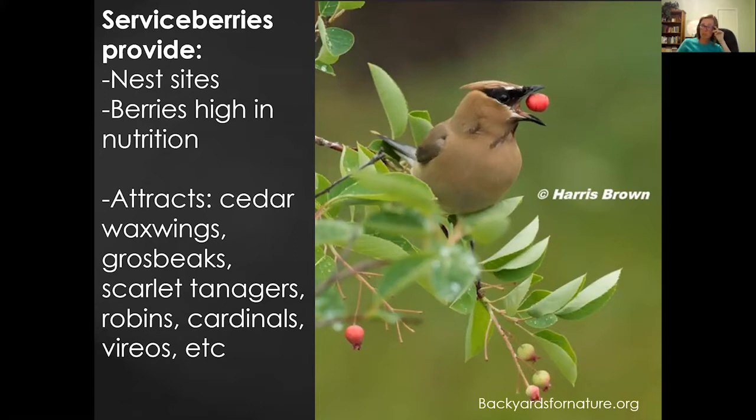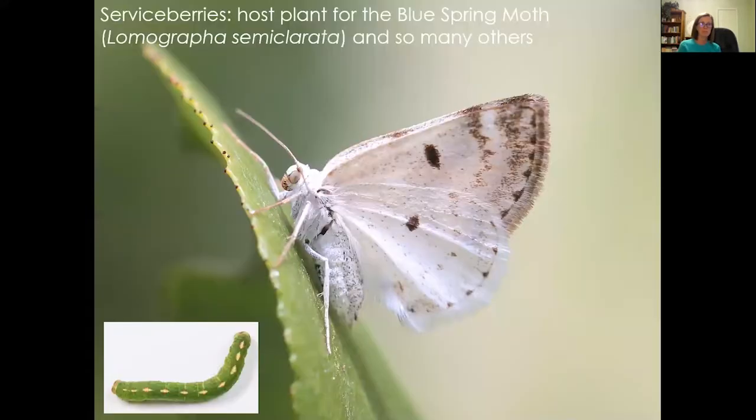There's also certain kinds of birds that enjoy nesting in these understory trees. This is a cedar waxwing here. They love the berries. Grosbeaks, scarlet tanagers, cardinals, vireos, like all these beautiful, brilliant colored birds are really attracted to these berry producing shrubs, serviceberry being one of them. They also talk about bang for your buck here. They also support different insects as well. Lots of different kinds of insects.